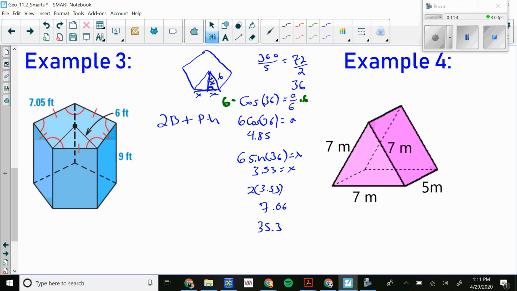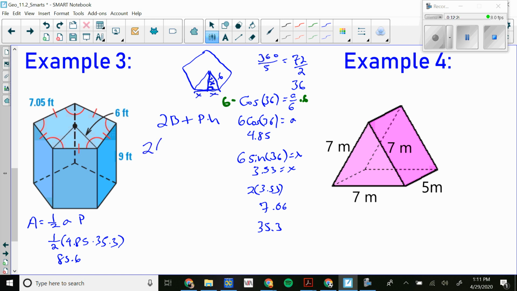Okay, so then the area of one of the bases, maybe I'll come over here and do the area of a base, is going to be 1/2 times the apothem times the perimeter. So 1/2 times my A, which I found up here, is 4.85, times the perimeter, 35.3. If I put that in the calculator, 1/2 of 4.85 times 35.3 is 85.60. So let's call it 85.6. That's the area of one base.